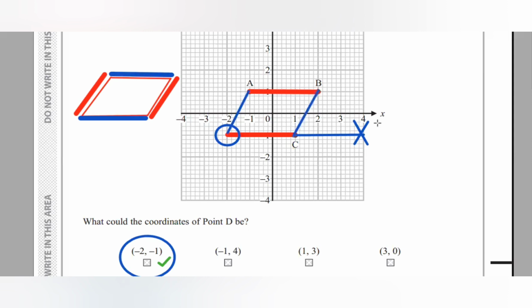And this is how you answer a question like this. As I said, you can go that way to make a parallelogram, but the coordinate of this point doesn't exist in the options. That's why I didn't use it and I went the opposite way. That's it for this question. Let's move on to the next question.